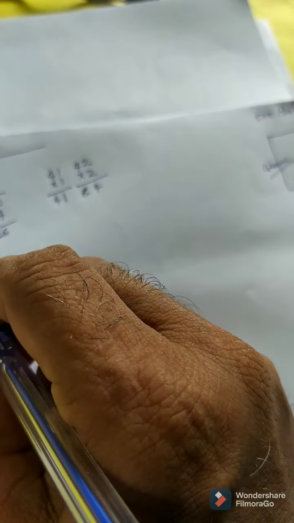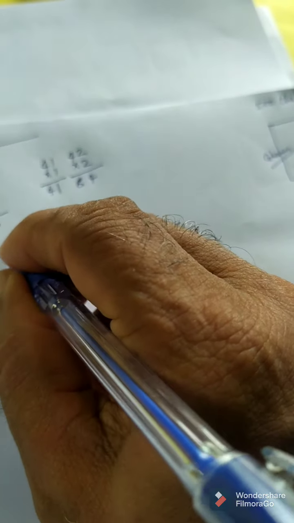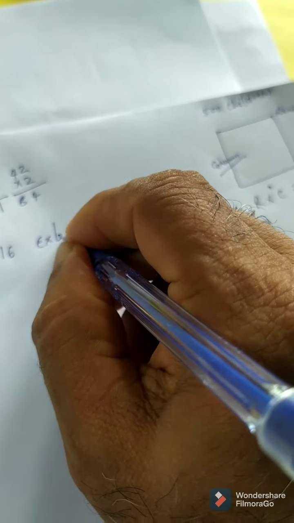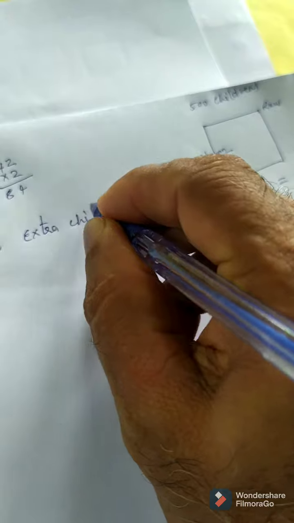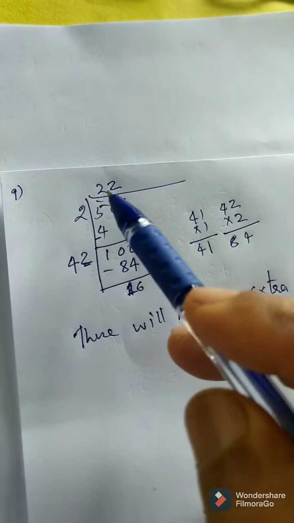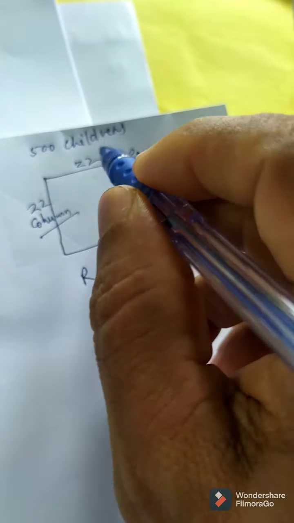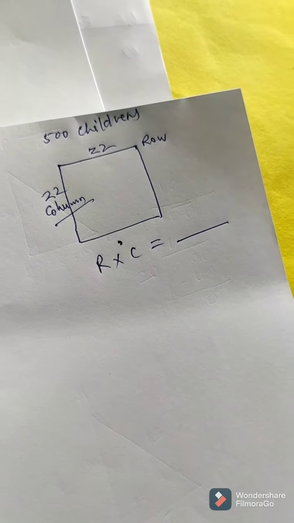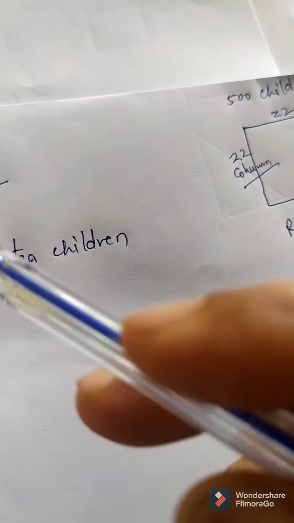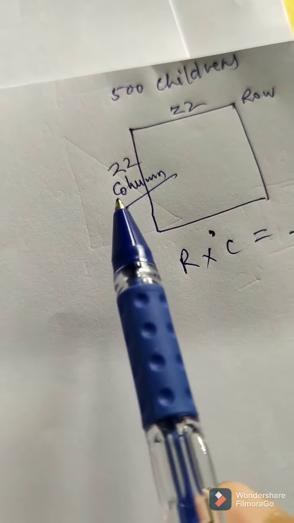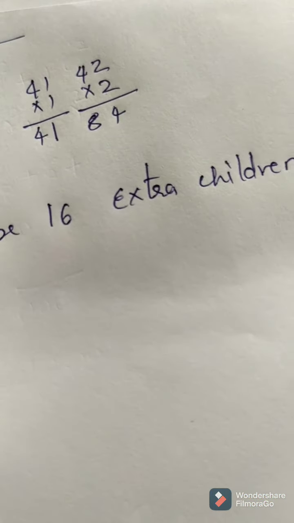16. There will be 16 extra children. That is, the number of rows and number of columns is 22. This is 22 and this is also 22. So 22 into 22 is a square number. So if you subtract 16 from 500, it will be a square number. So this is 22 rows and 22 columns, and 16 children are extra.